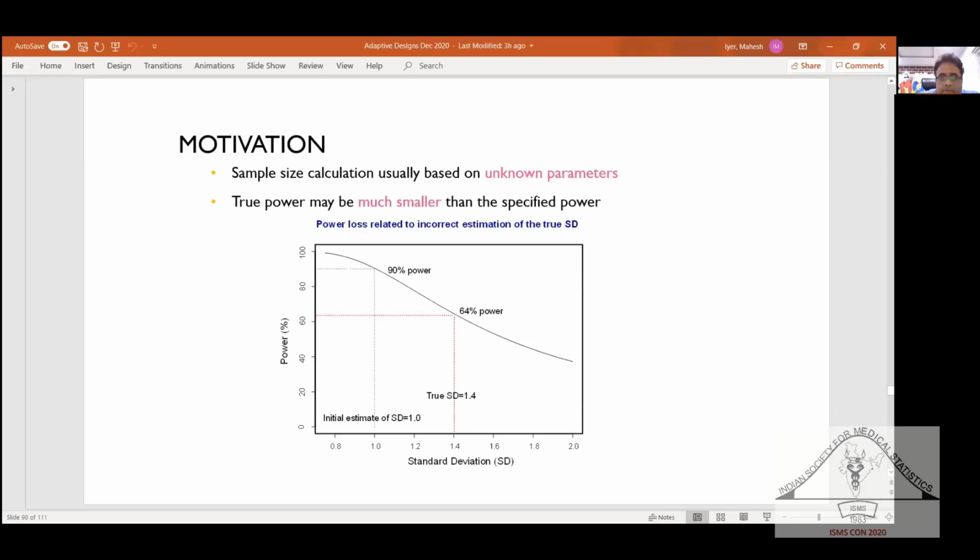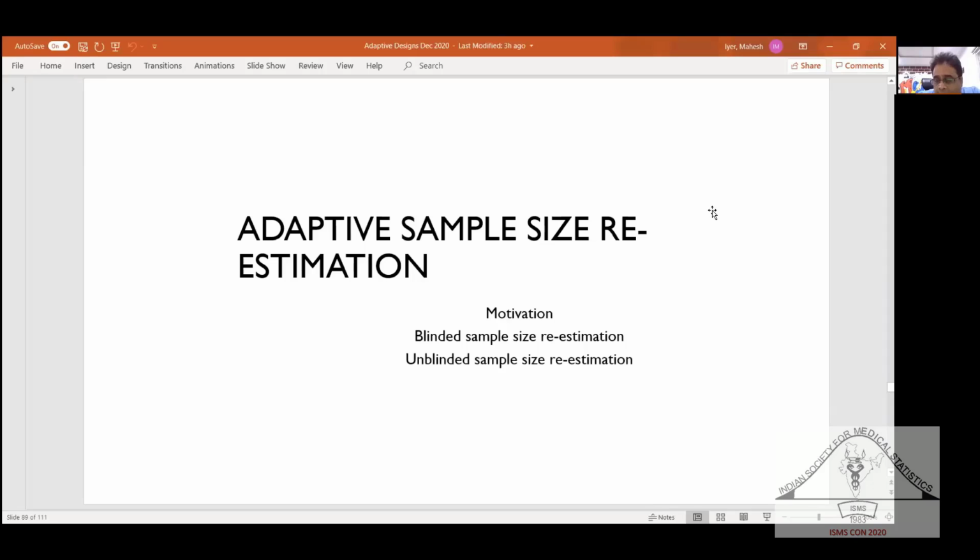So how do we do that? Okay, so the sample size calculation is usually based on parameters that you don't know. So what are the 4 things that you need to calculate the sample size? There are 4 things you need to calculate the sample size. So can somebody type that in the chat window? All the sample size calculations require 4 things. What are the 4 things?